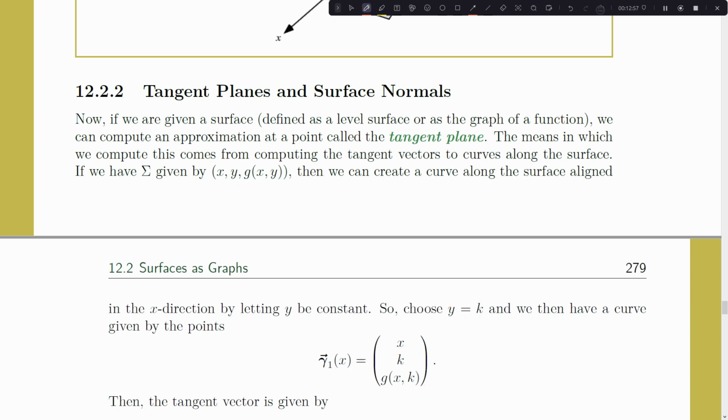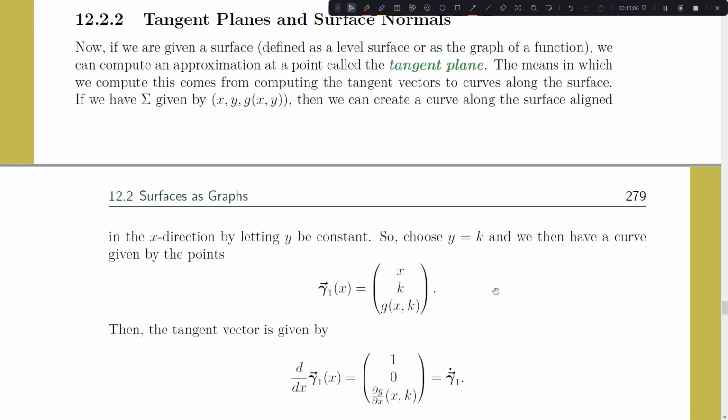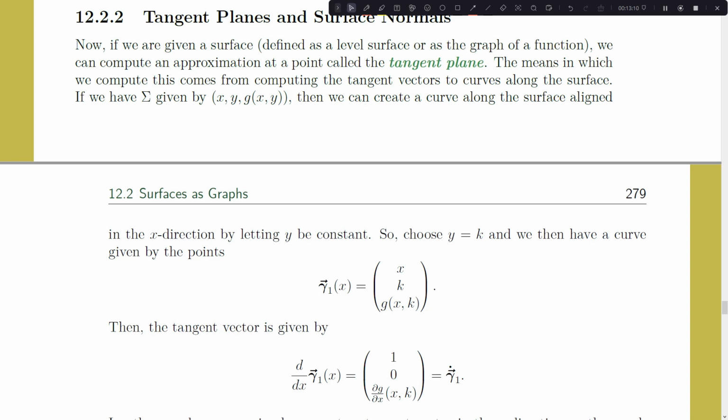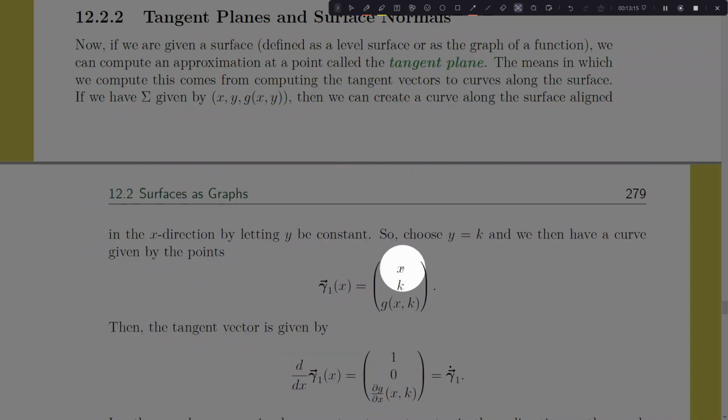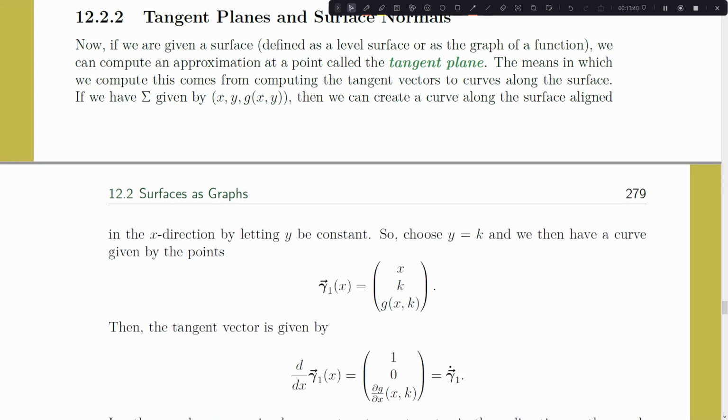Okay, so if I calculate that curve, I can compute its specific tangent vector, the tangent vector strictly to the curve, by taking a derivative. If I take a derivative of that curve in the x direction, what is the derivative of x with respect to x? Well, it's 1. What is the derivative of k with respect to x? Well, it's 0. What is the derivative of g of x, k with respect to x? Well, the k, it doesn't care about that at all. So all I'm doing is taking the partial derivative of g with respect to the x direction. So I have this vector 1, 0, partial g, partial x. And that's my tangent vector.